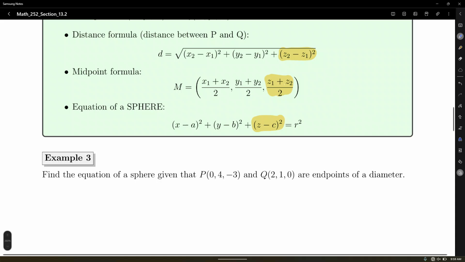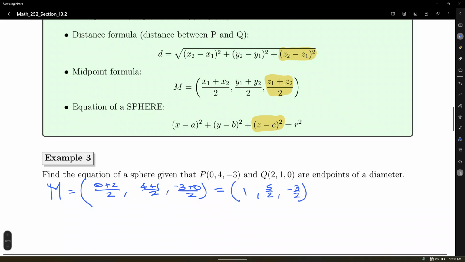Because these 2 points represent the endpoints of the diameter, right? So using the midpoint formula, that's going to be 0 plus 2 over 2, comma, 4 plus 1 over 2, and negative 3 plus 0 over 2. So the midpoint here will be (1, 5/2, -3/2). So that's the center of the sphere.